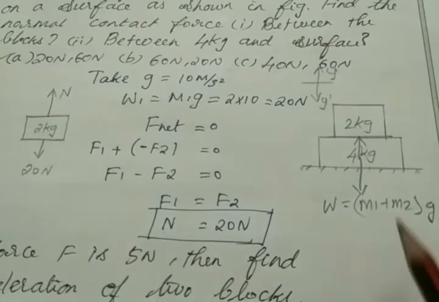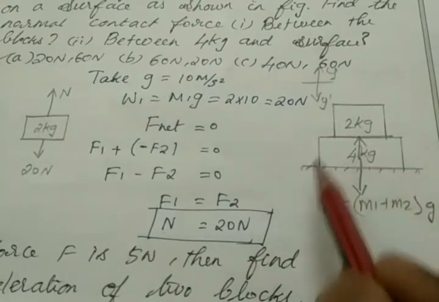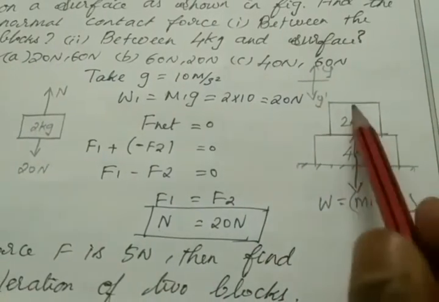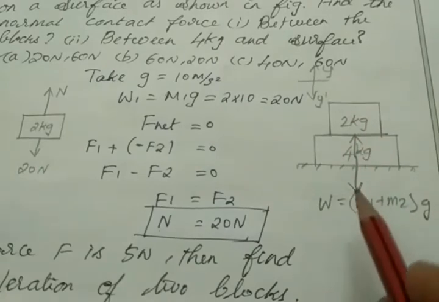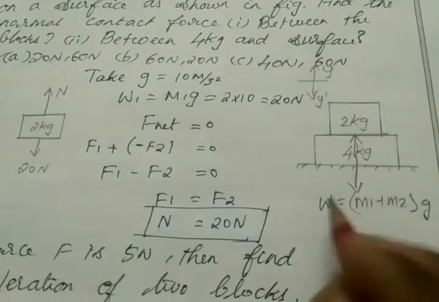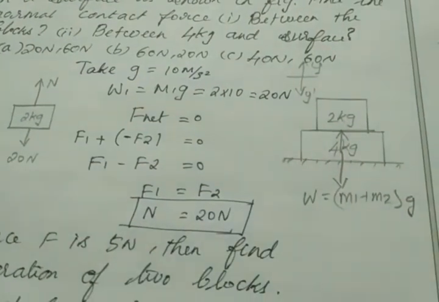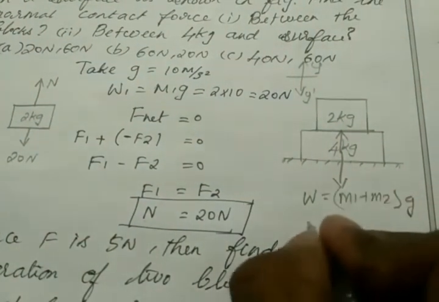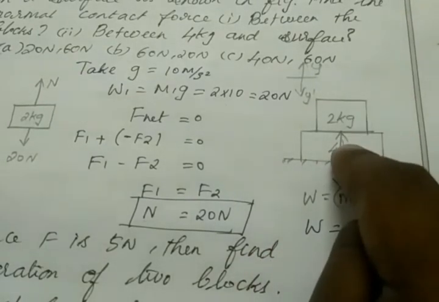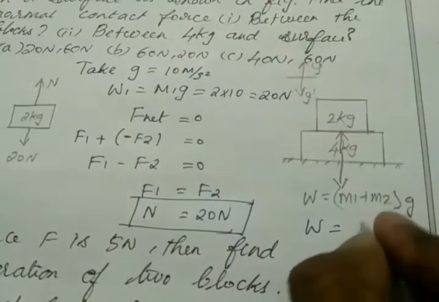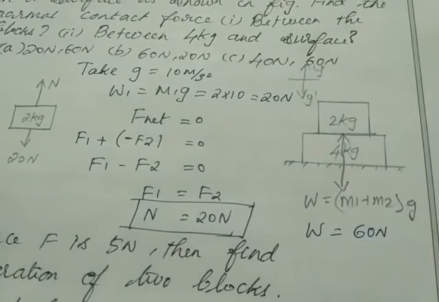Right? Why do we add these two? Because on the surface we have two masses. Both these masses push the surface downwards. So this surface holds the weight of these two masses. Right? So we get W equal to 2 plus 4, 6. 6 into 10, 60 Newton.